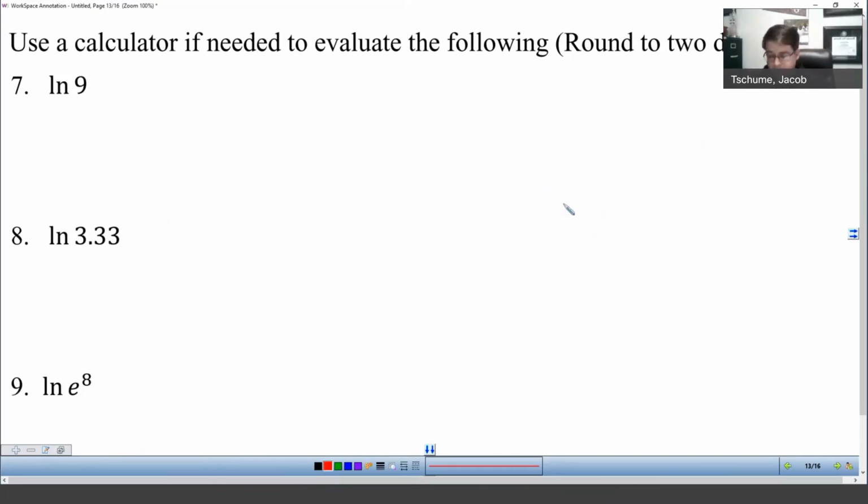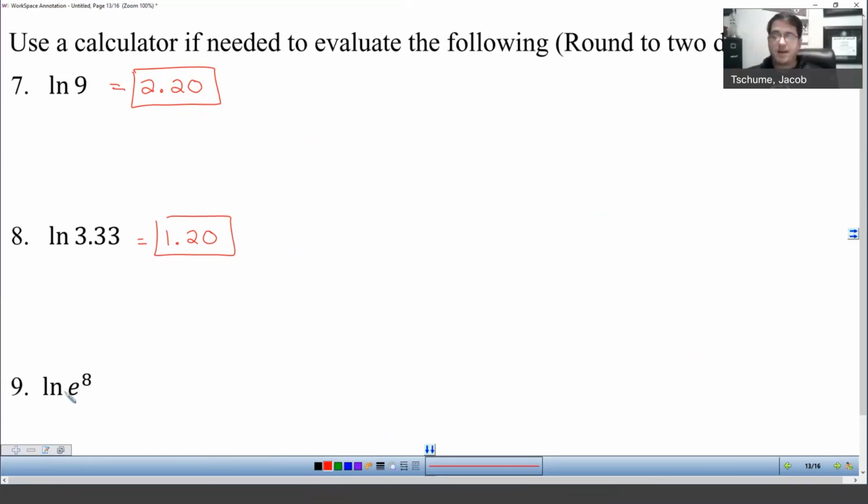So if I type in the natural log of 9 into my calculator, I should get an answer of 2.197, so that actually rounds up to 2.20. If I do the natural log of 3.33, this should give me 1.20.